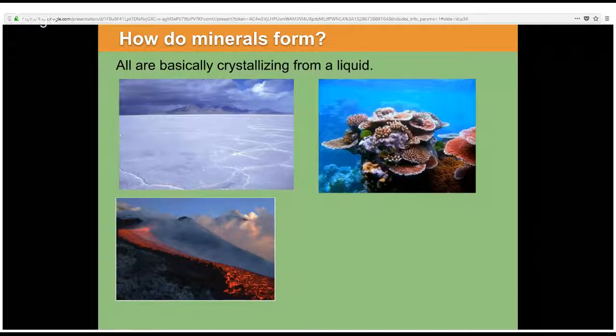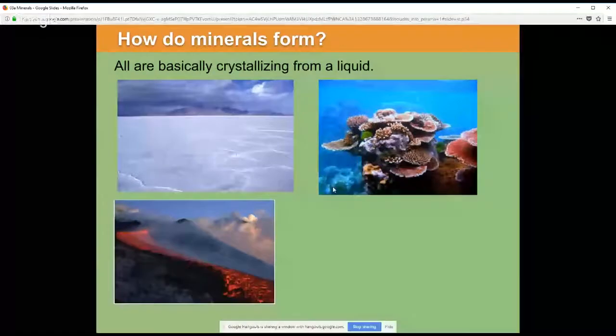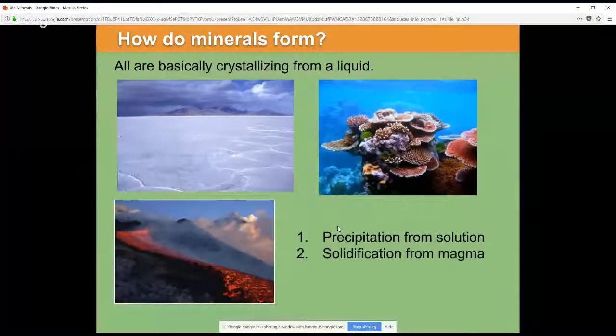Today we're going to talk about 3 ways this can happen, but keep in mind that there are other ways, including the rearrangement of these bonds and atoms through metamorphic processes. We're going to talk about precipitation from an aqueous solution. We're going to talk about crystallization from magma, and talk about biodeposition, which is a little bit debatable in terms of how you define a mineral, but we'll talk about it anyways. In every case, what you have is a liquid.